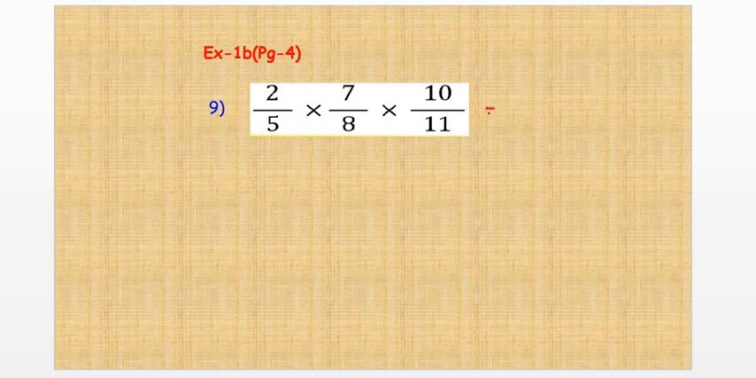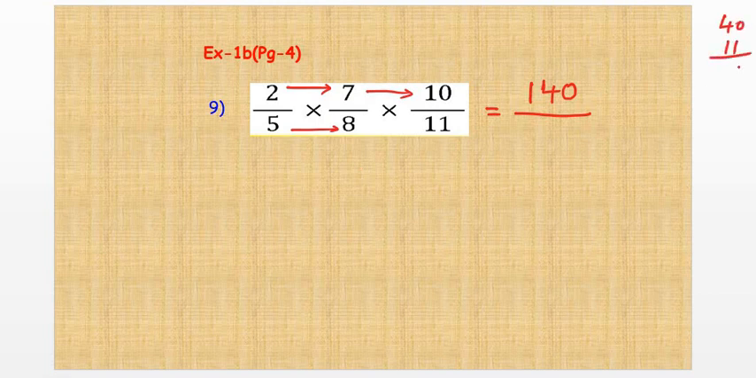So if I go with the first method in which I have to multiply all the numerators together, so 2 times 7 will be 14, 14 times 10. Whenever we are multiplying with tens, hundreds, we simply have to add the same number of zeros. In the denominator, 5 times 8 is going to be 40, and let's say what is 40 times 11, 11 times 0 will be 0, and 11 times 4 will be 44. So it's going to be 440.